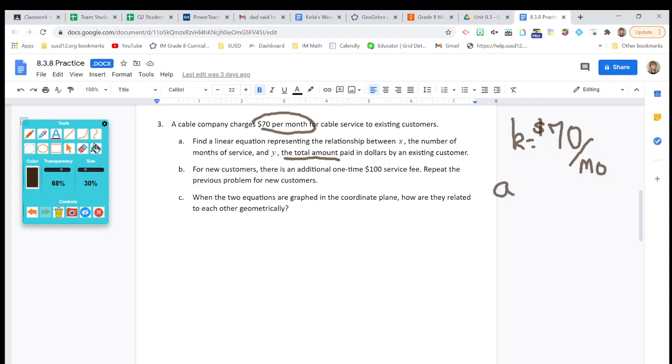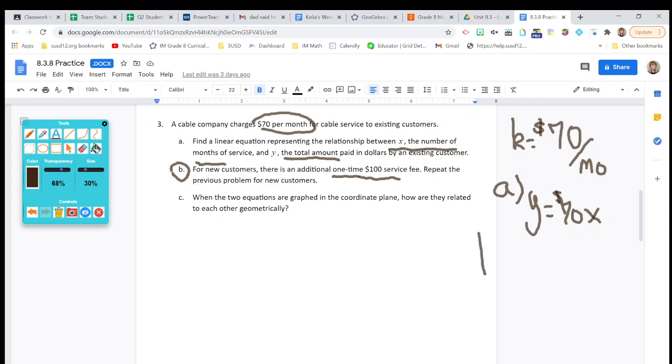Okay, for A, and you guys should be writing this on your paper or in your notes, but you'll need to turn this in. My equation for the total amount paid, Y equals total amount paid, well, that equals the monthly cost times the number of months I've had service, which we'll call X. X, the number of months of service. So $70 a month times how many months you've had your plan is the total amount paid. Now, B. For new customers, there is an additional one-time $100 service fee. Repeat the previous problem for new customers.